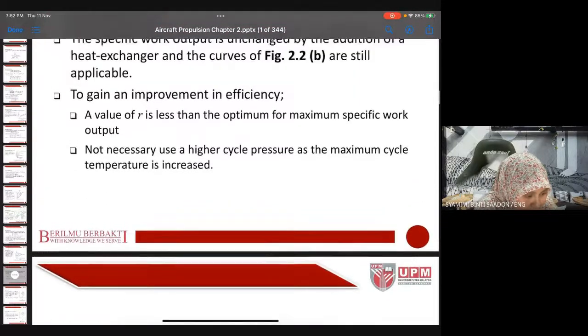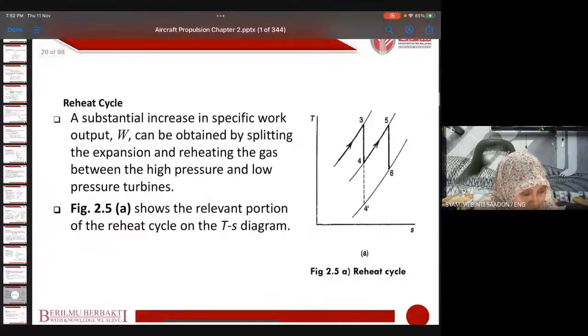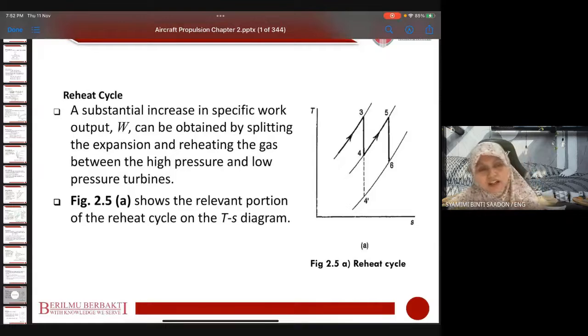Okay, so this is to get improvement efficiency. So sama-sama, kita boleh tengok daripada figure tu. Okay, next, the third cycle or the second modified cycle is reheat. Okay, reheat cycle. So dah tiga daripada simple, and then regenerator, and this one is reheat cycle.